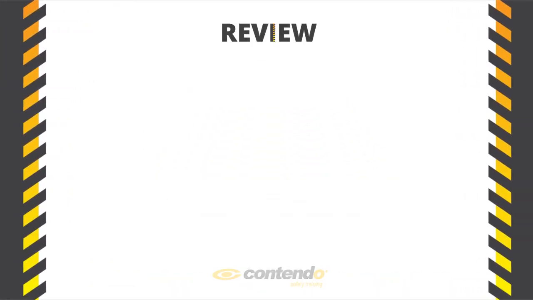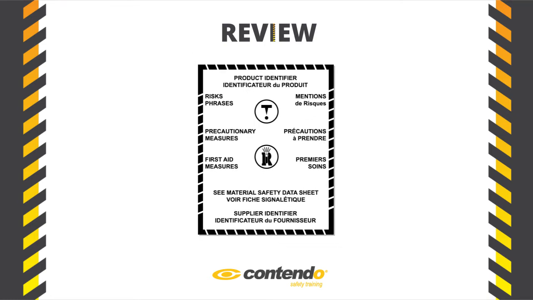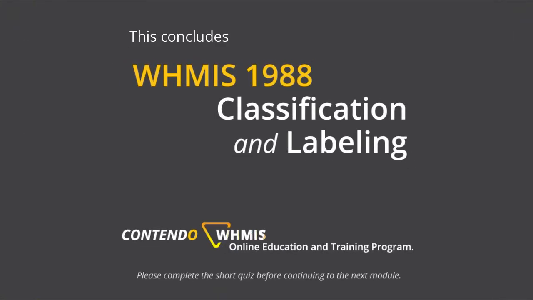Let's review a few points. Here is an example of a supplier label. And here is an example of a workplace label. This concludes the WHMIS 1988 Classifications and Labels module. Please complete the short quiz before continuing to the next module.